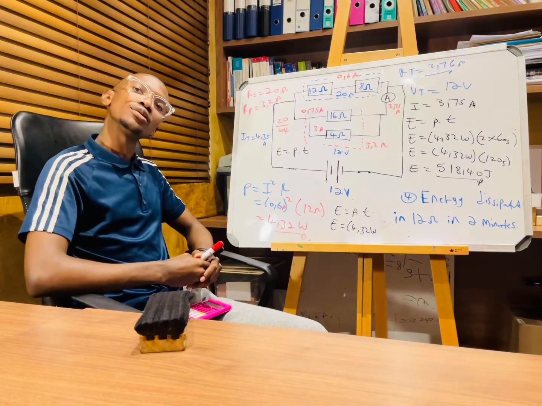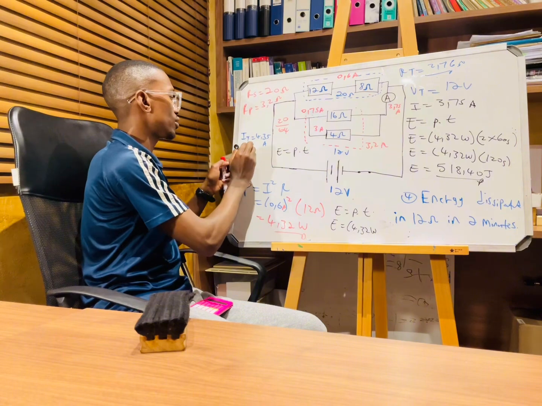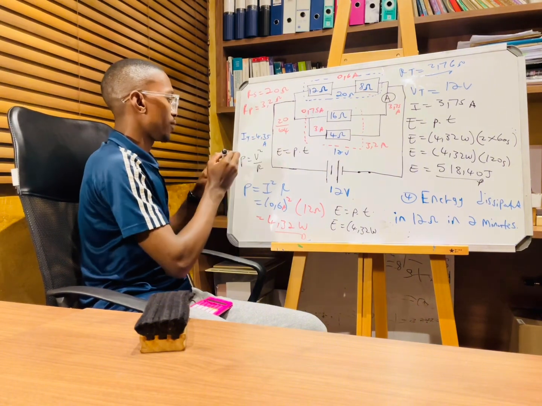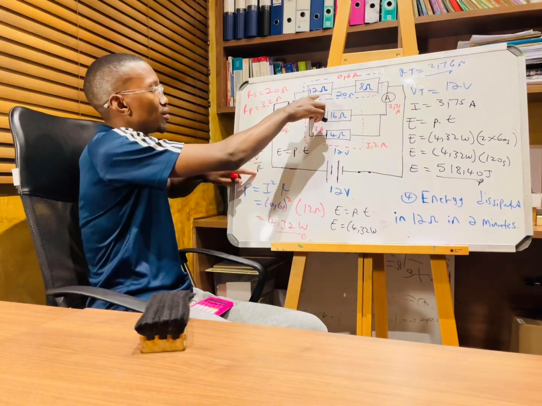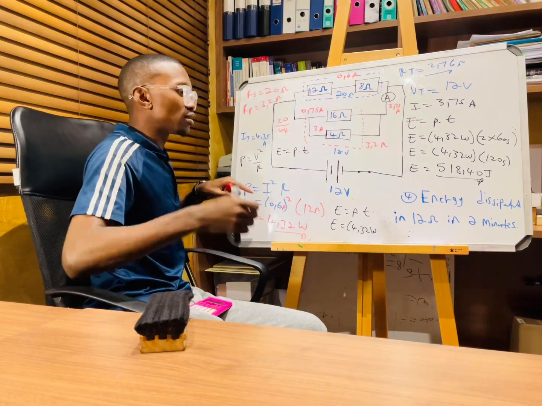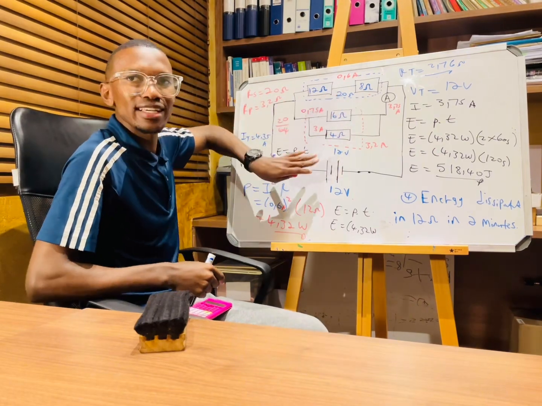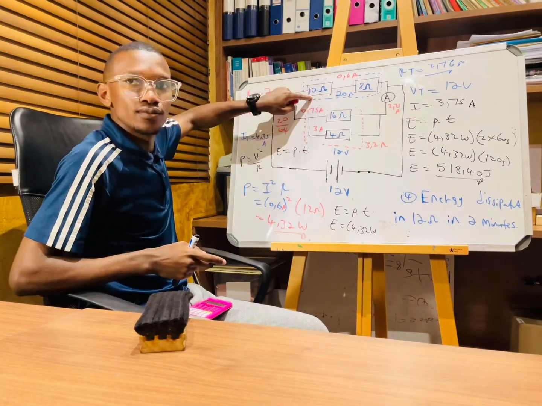Is there any other way you can also do this? Yes. You can make use of this formula: P equals V squared over R. But the R is still going to be the 12 ohm. You must make use of that one. Guys, remember they want the energy of this 12 ohm, so don't use any other resistor here. You only use this R.